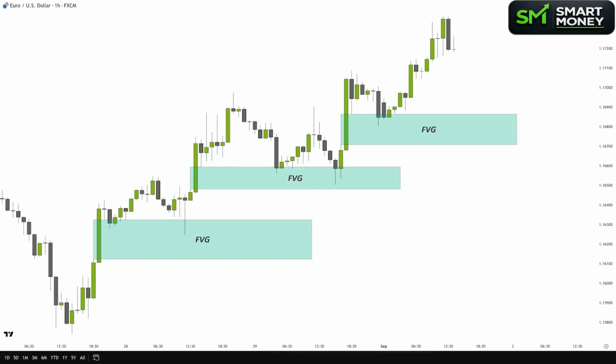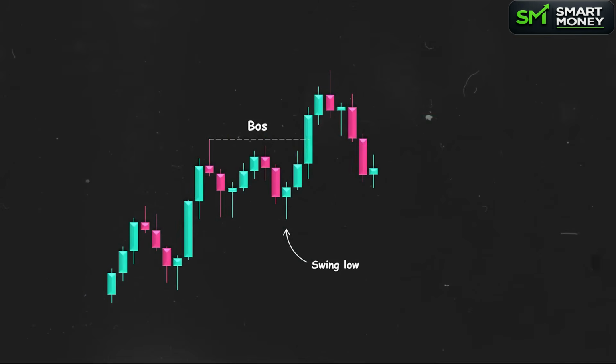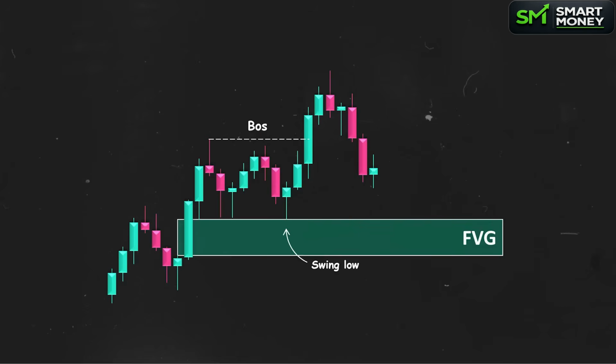Now, here's where it gets interesting. Let's go back to the previous example. If you look closely at the left side of the chart, you'll notice an unmitigated fair value gap sitting just below the major swing low. In situations like this, price will often retrace into the fair value gap to fill the imbalance before continuing in its original direction. This pullback does not necessarily indicate a true reversal. Instead, it is simply the market rebalancing itself.